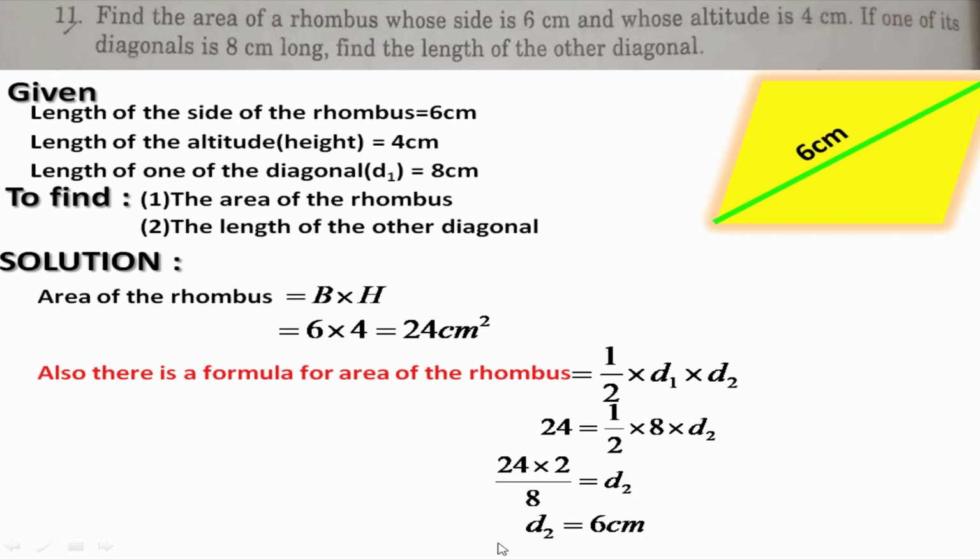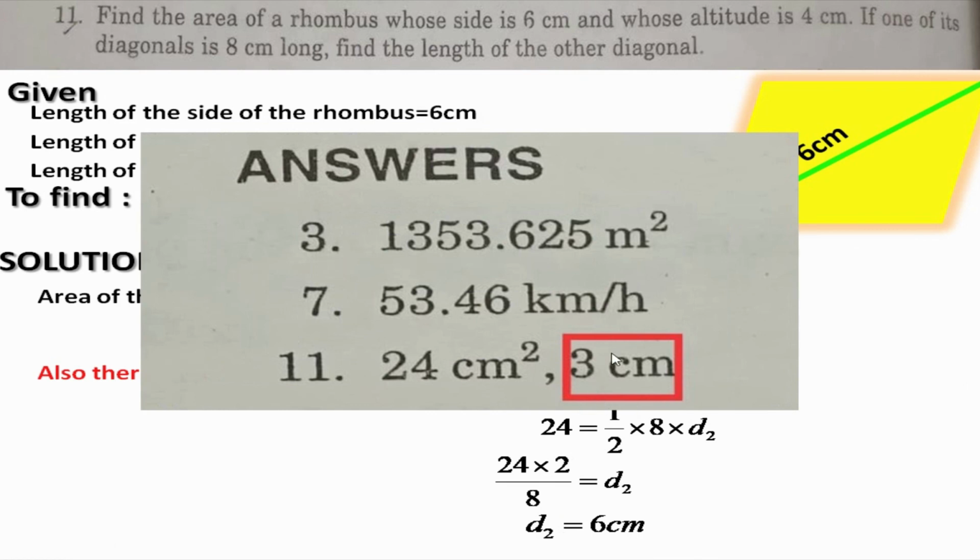So this was our result. And one thing more, d2's length is 6 centimeters, and in my book it was given as 3 centimeters for the diagonal length, which is a misprint in the answer section. If you have a habit of cross checking your answer with the answer section given in the book, this is a misprint, you can check it out. The answer will be 6 centimeters.